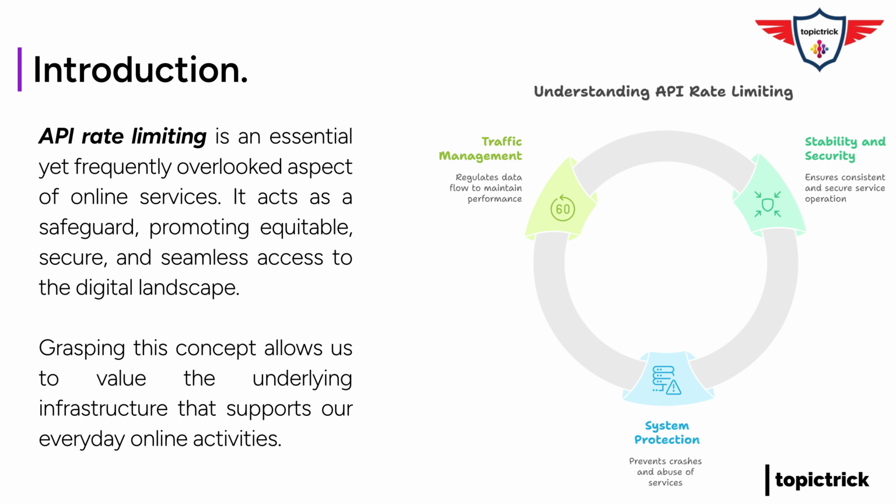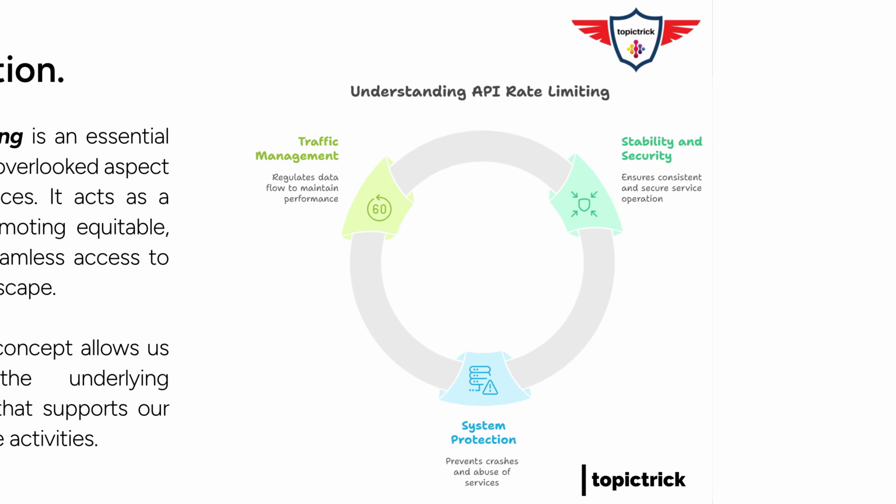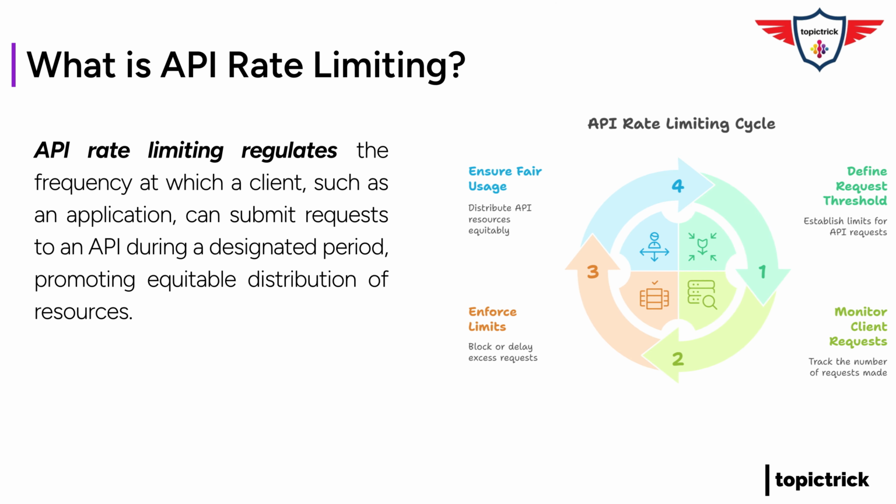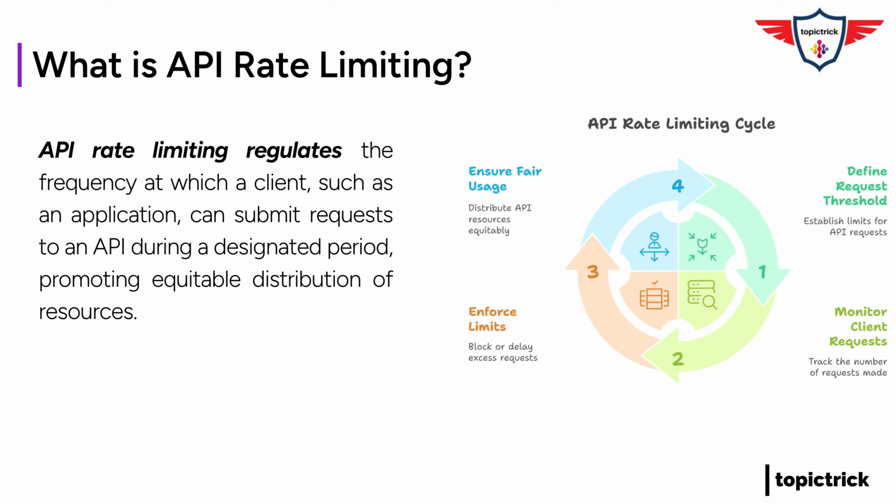So, to kick things off, let's make sure everyone's on the same page. What exactly is API rate limiting? It's basically a way to control how many times a client, like an app or another service, can make a request to an API within a specific time period. So think about it this way. Every time you check your social media feed, your app is sending requests to the platform's API. Okay, so that makes sense. It's like a speed limit for the internet.